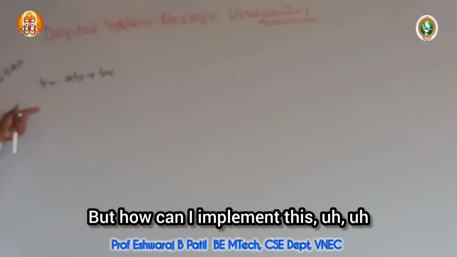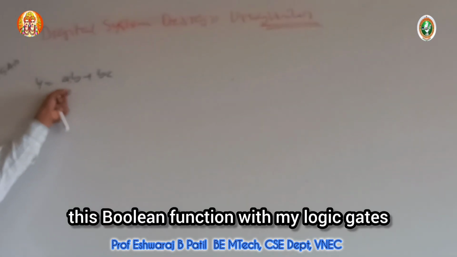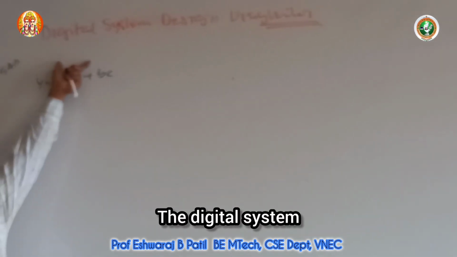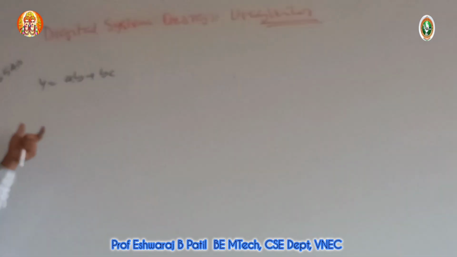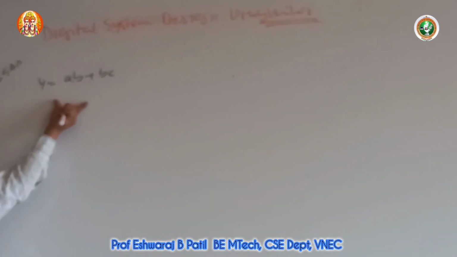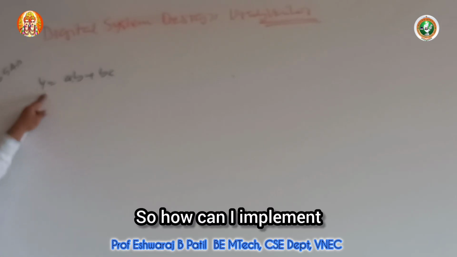But how can I implement this Boolean function with my logic gates? It's the design of a digital system. We are designing one system here. This is what we can say, a complete system also. So how can I implement this?